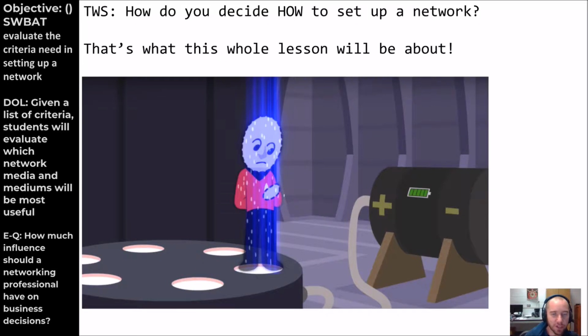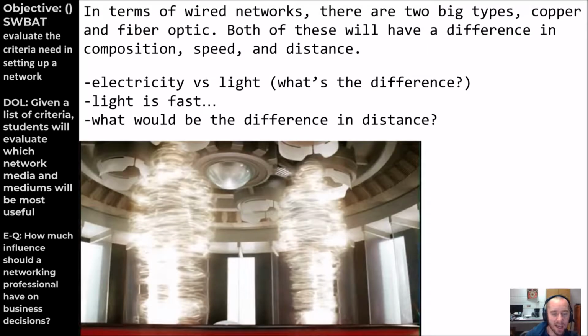It would be nice if we could transport things like they do in Star Trek, just teleport data from one place to the other, but alas, we cannot. Usually networks are more reliable when they're wired networks, so that's the first thing we'll focus on. You have two types of wired networks usually, copper or fiber optics. Now both of these will have a difference in both composition, obviously, speed, and the distance that they can reach. Essentially what we're talking about here is electricity versus light.